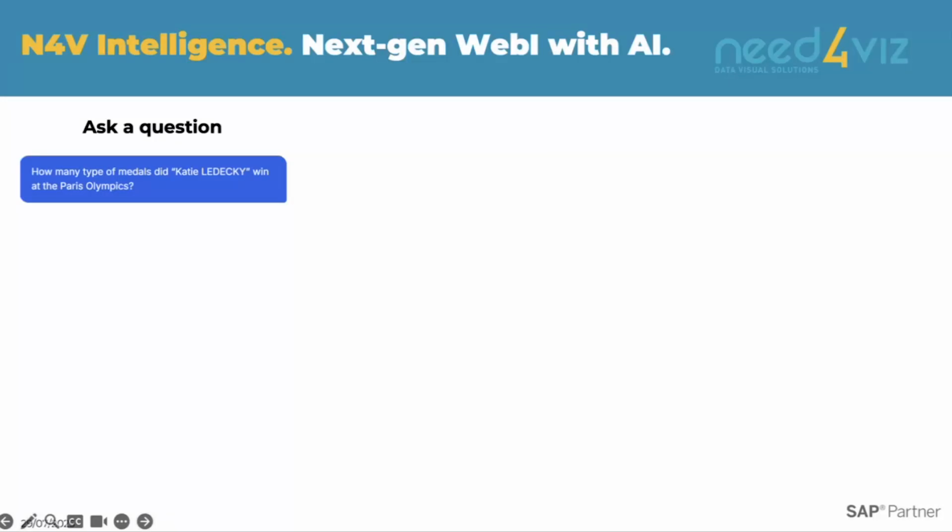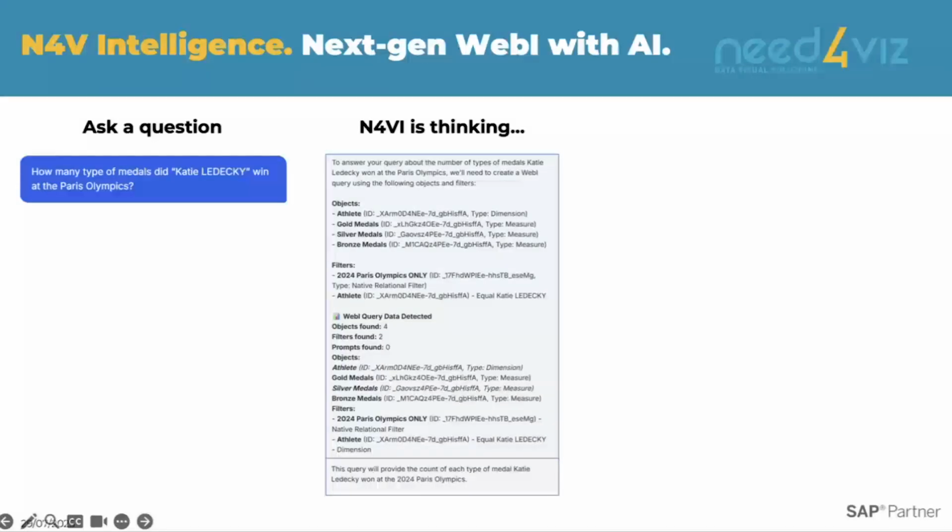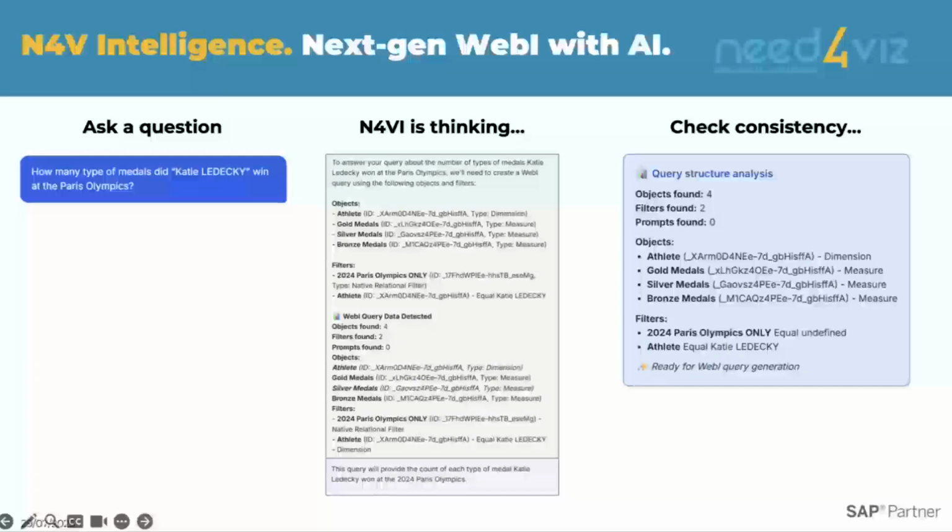All right, so it was a little small to see what exactly was going on in the main panel, so we've blown it up here a little bit. So when I asked the question about Katie Ledecky, the intelligence is thinking about how to put it together, and as a user, I don't need to worry about the IDs of the objects, but maybe as a developer, I might be a little bit curious about that.